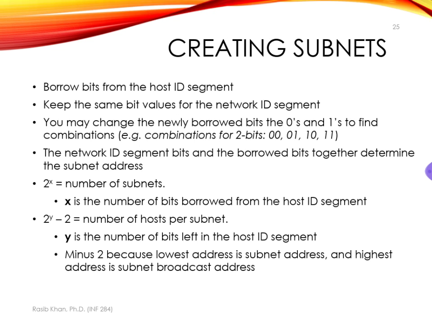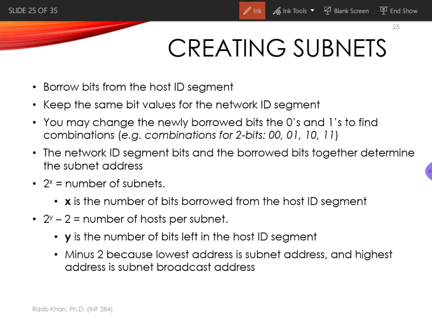So let's see how this process would work, the specific method. We would like to first borrow bits from the host ID segment. We keep the network ID segment the same. The number of bits that we borrow from the host ID for the subnet defines how many subnets we can create. So if you're borrowing X number of bits, 2 to the power X is going to be the number of subnets that we can create.